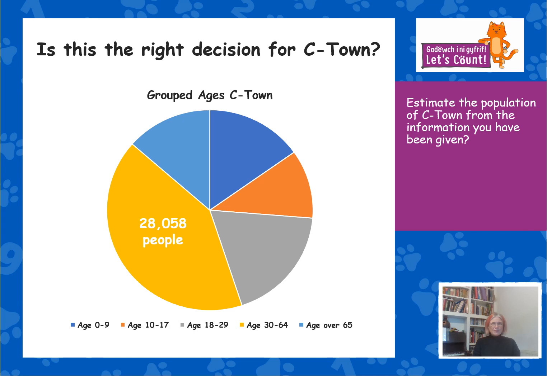So what do you think? Is A-Town bigger than C-Town, or is C-Town bigger than A-Town? On the next slide, on slide 27, you can see the two pie charts side by side. So you might want to have a look at that slide and think about this question.